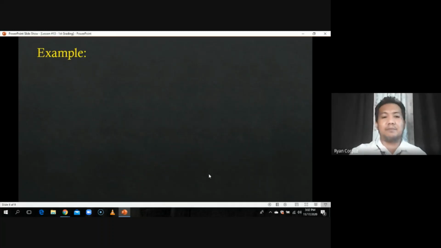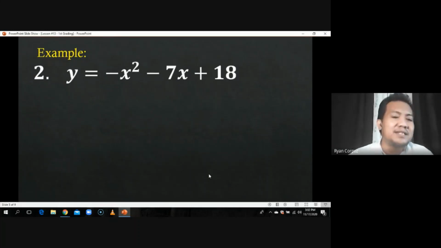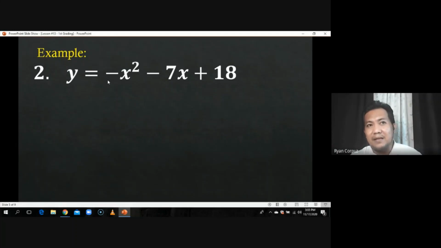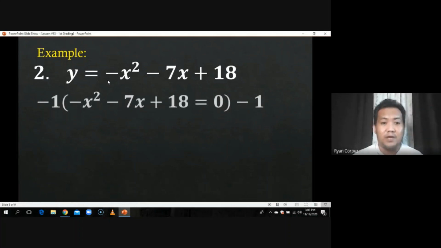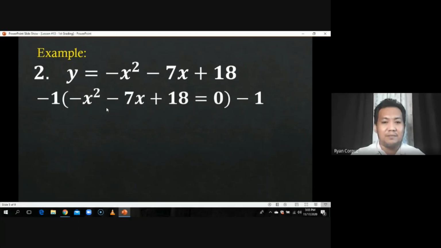Let's try another example. Let's this time do example number 2. The given is y is equal to negative x squared minus 7x plus 18. So this time your a is negative. Right, when we are solving a quadratic equation, we said that to make it easier to solve, we are going to make that a positive.